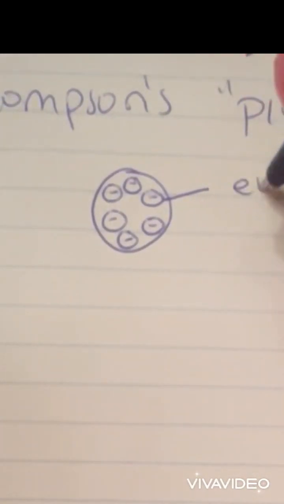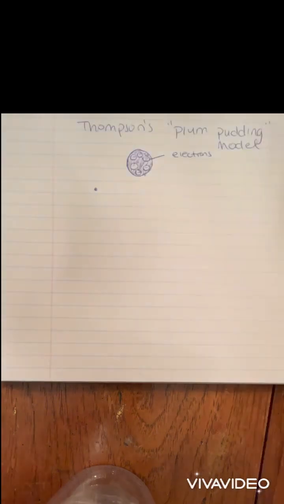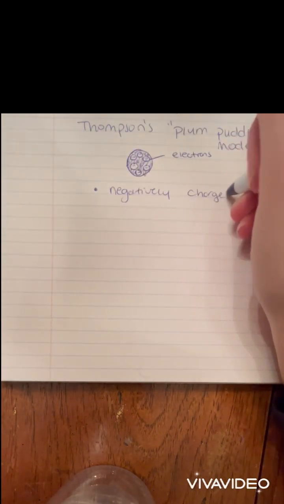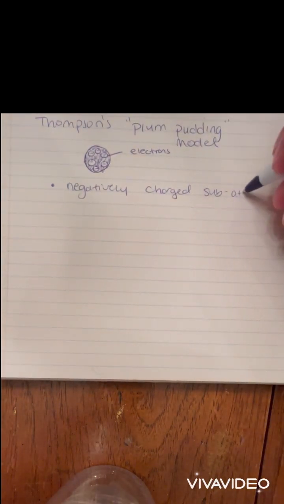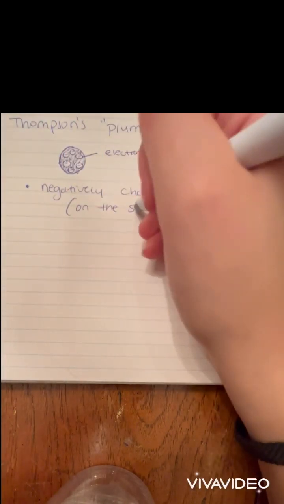And we have Thomson's plum pudding model, which he was the first one to include electrons. So his model looks like this, kind of like a chocolate chip cookie. And his findings were that they have negatively charged subatomic particles, but he thought that they were on the nucleus or in the nucleus, which we know now is false.